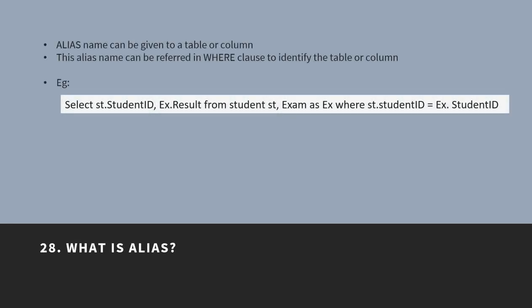What is an alias? An alias name can be given to a table or column. This name can be referred to in the WHERE clause to identify the table or column.